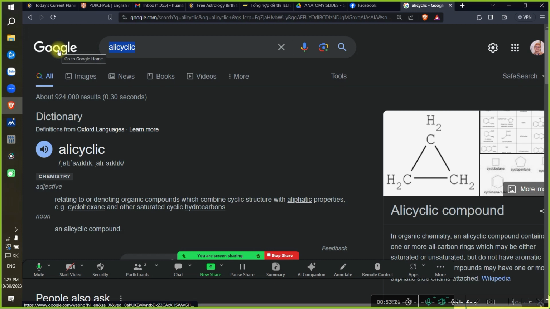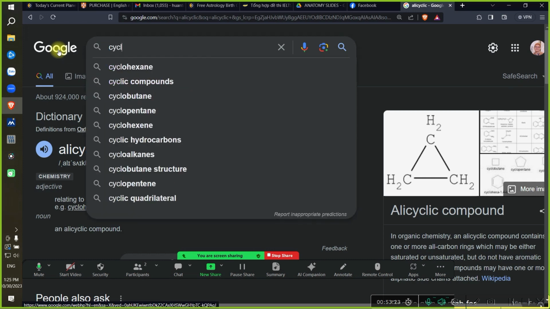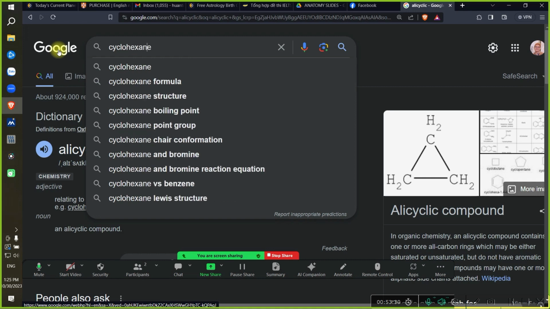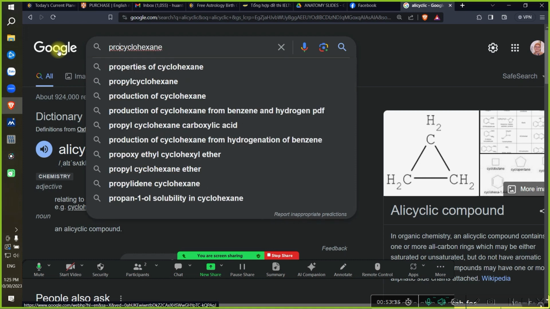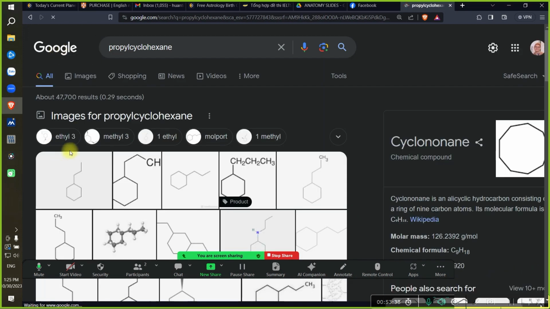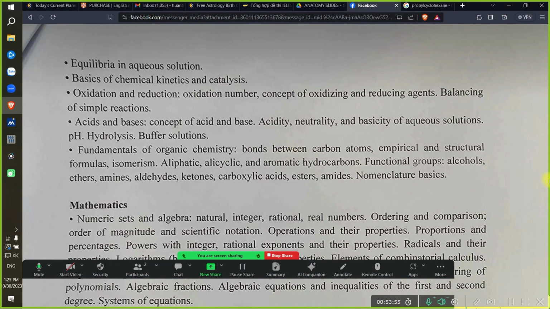Like for example, we have cyclohexane, and then before that you have propyl cyclohexane. You like this one, no? A ring with a straight chain, you see? Propyl cyclohexane, for example. This is alicyclic. Okay, you can talk about it now.